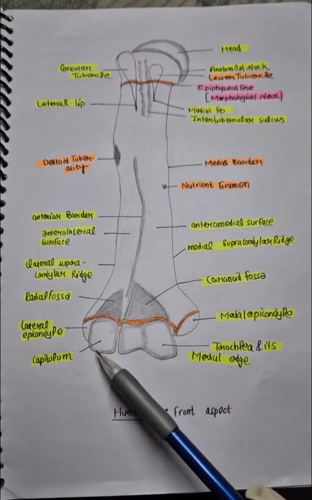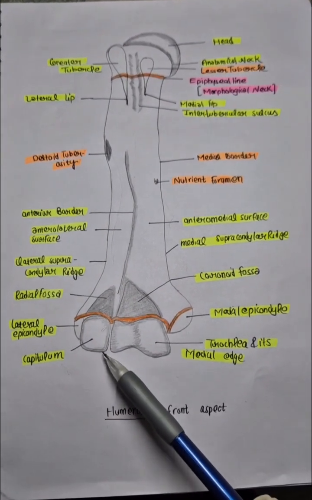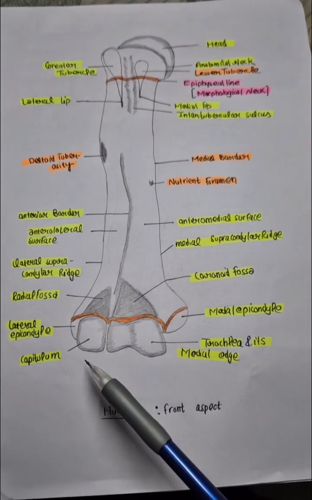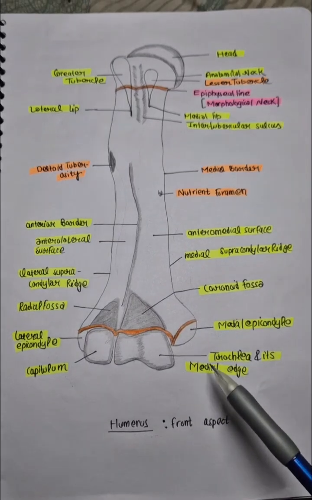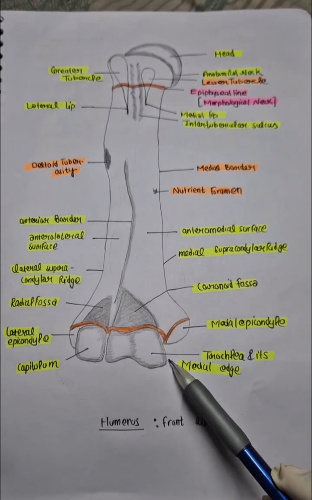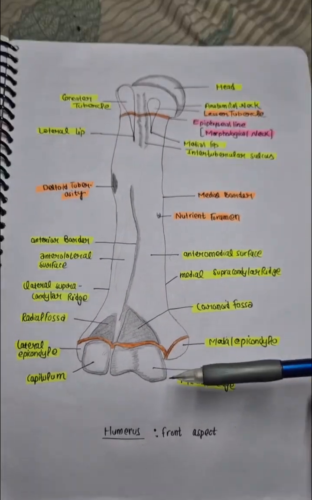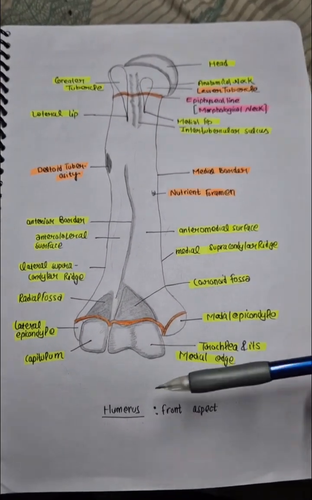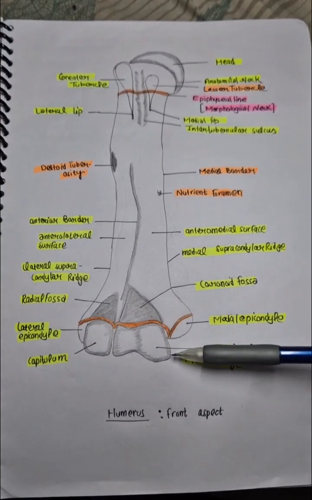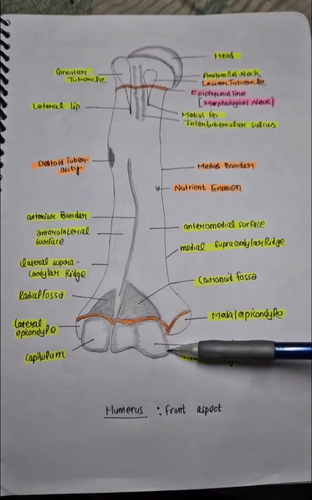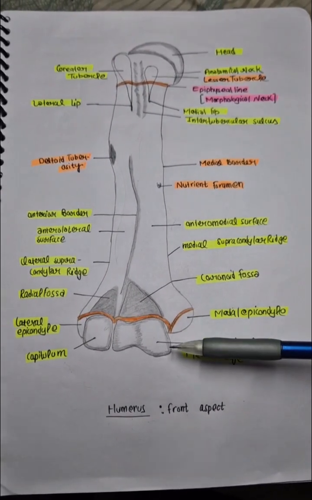Now we come to the lower end. This is the capitulum, a rounded projection that articulates with the head of the radius bone. Now we come to the trochlea, a pulley-shaped surface that articulates with the trochlear notch of the ulna. Its medial edge projects down 6 millimeters more than the lateral edge, which results in the formation of the carrying angle.